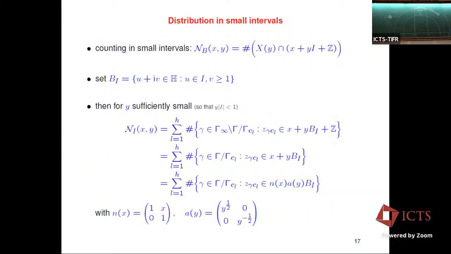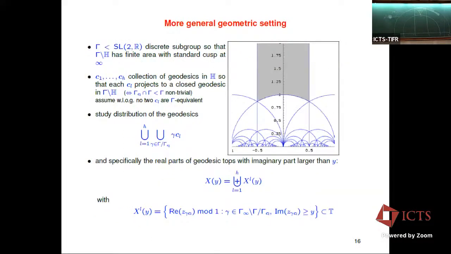Good. And now I need to explain to you how we can now understand the statistical properties of the roots in terms of the statistical properties of the tops of the geodesics. And in order to do that, I'm just going to forget about our application. And I'm just saying, I'm looking now at any hyperbolic surface with a cusp at infinity.